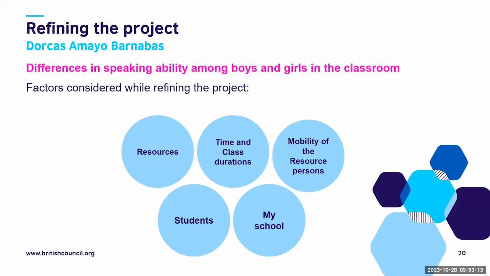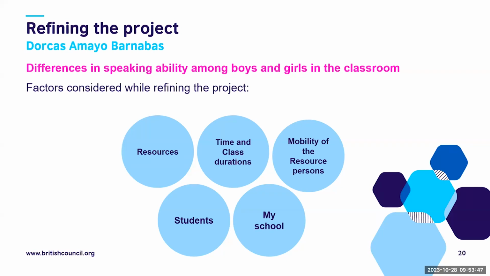I said my topic is differences in speaking ability among boys and girls in the classroom. And Ibrahim has said a lot about his own topic. Of course, my factors and his are supposed to be different because we're treating different topics. My resource persons were my colleagues. Those were the people I considered first because I felt they must have taught the children in courses that have to do with speaking.